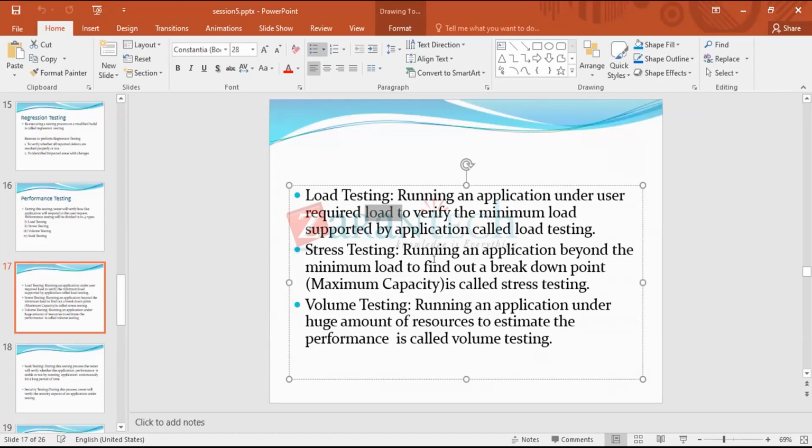Running an application under a huge amount of resource to estimate the performance is called volume testing. With the volume of quantity, I would like to test my application with 1,000 files, 2,000 files, 3,000 files, with 1 lakh files. I can execute my application with huge data. Very simple, there is no rocket science here. I can test my application with a huge amount of data to find out the efficiency of my application.